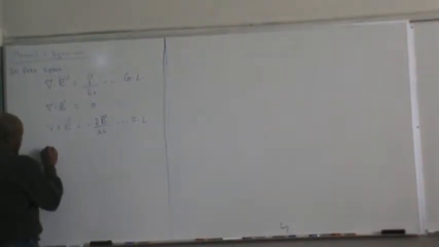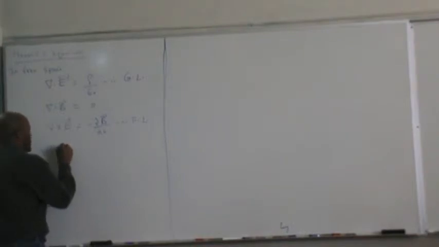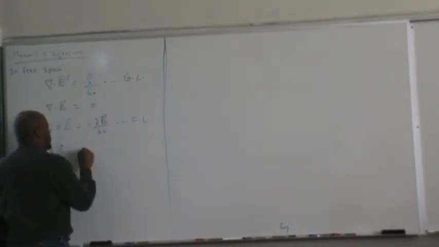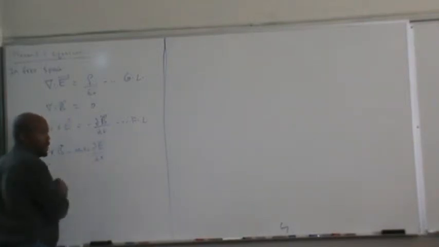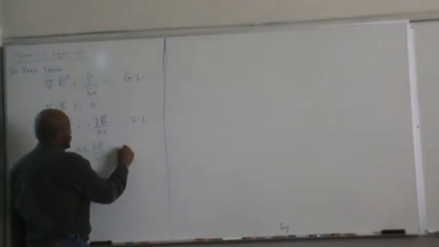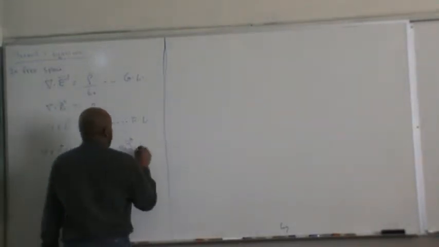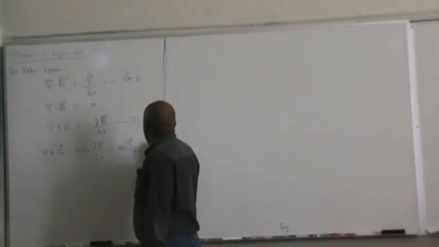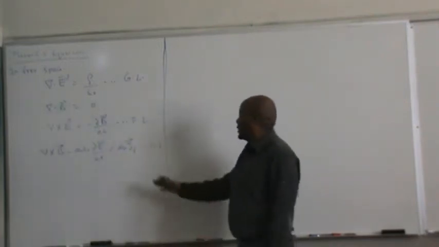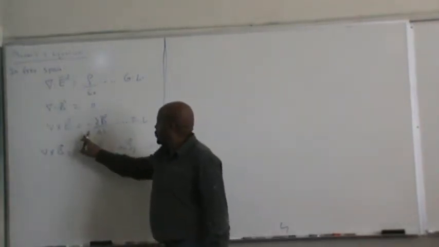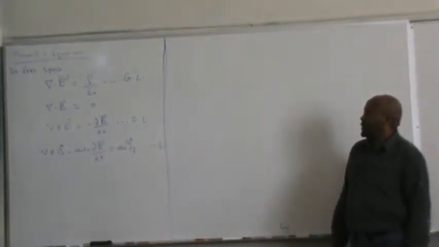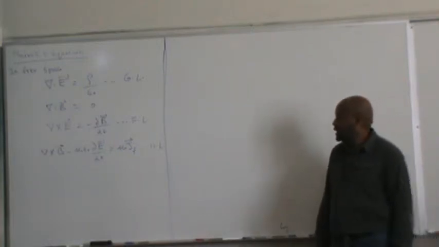It says the curl of the magnetic field B minus mu naught epsilon naught times the change in electric field with respect to time is equal to mu naught times J free. So let's call it Ampere's law. But Ampere's law is without this term, and this term was introduced by Maxwell. So these are Maxwell's equations in free space.